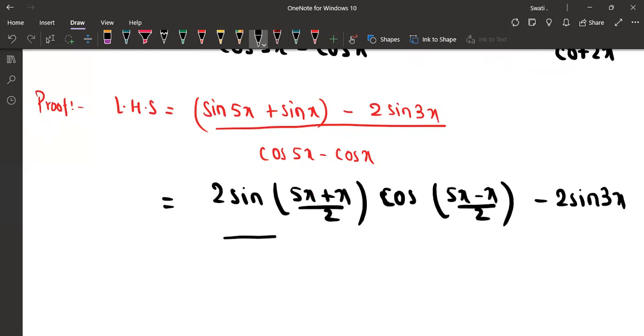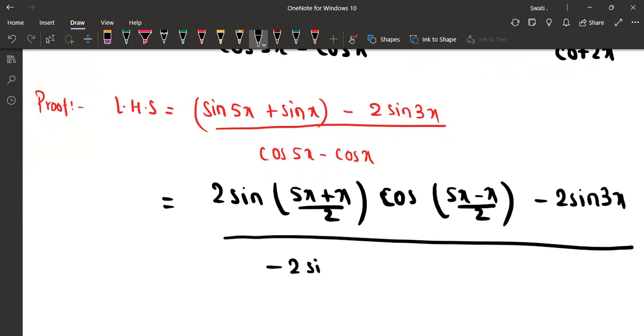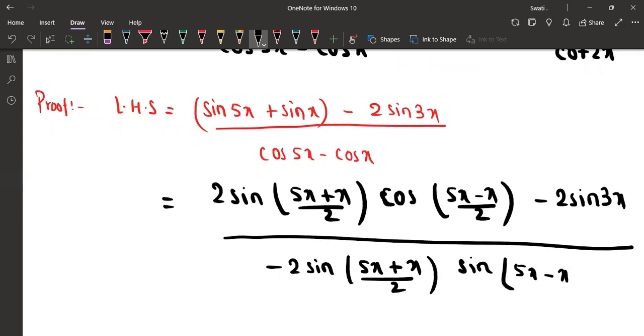Of course, divided by, upon cos C minus cos D. We know the formula of cos C minus cos D is minus 2 sin((C plus D) by 2), that is 5x plus x by 2, and then sin((C minus D) by 2), that is 5x minus x by 2.